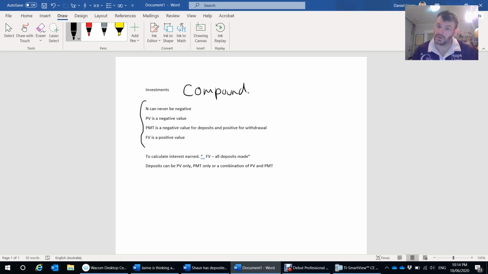Remember, the only person who can be negative is Dr. Emmett Brown. If you don't know who that is, you've got to watch Back to the Future.